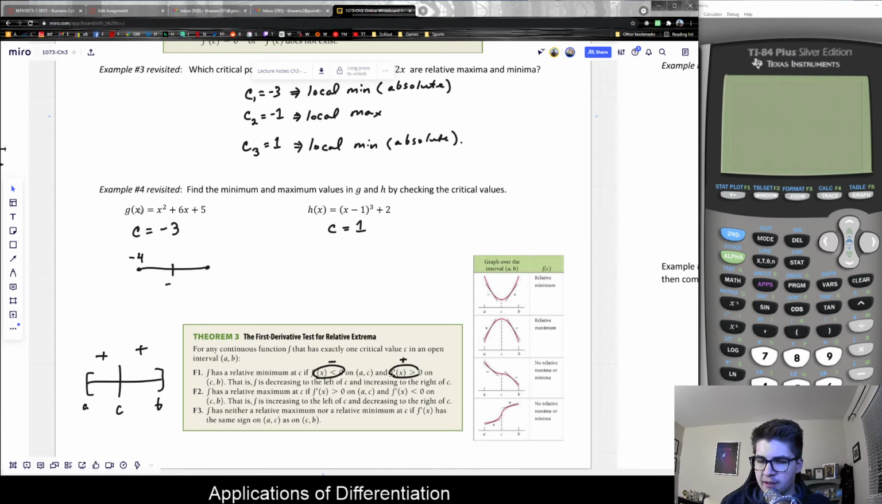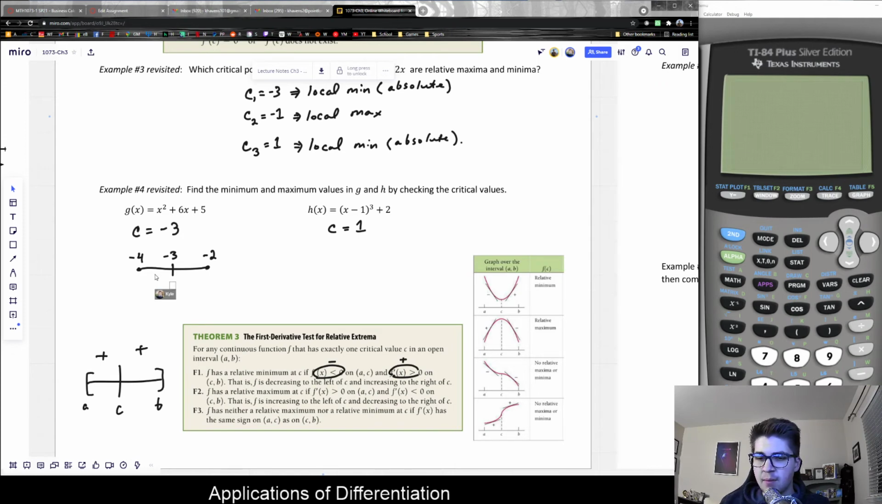Even more commonly, what we could do is pick numbers directly to the left. So here's my critical value, -3, go 1 to the right, 1 to the left. And here's the interval that we're going to test our derivative on. And what we want to look at is, what is the derivative? Is it positive or negative at those 2 points? Because we already know that the derivative is going to be 0 at -3.